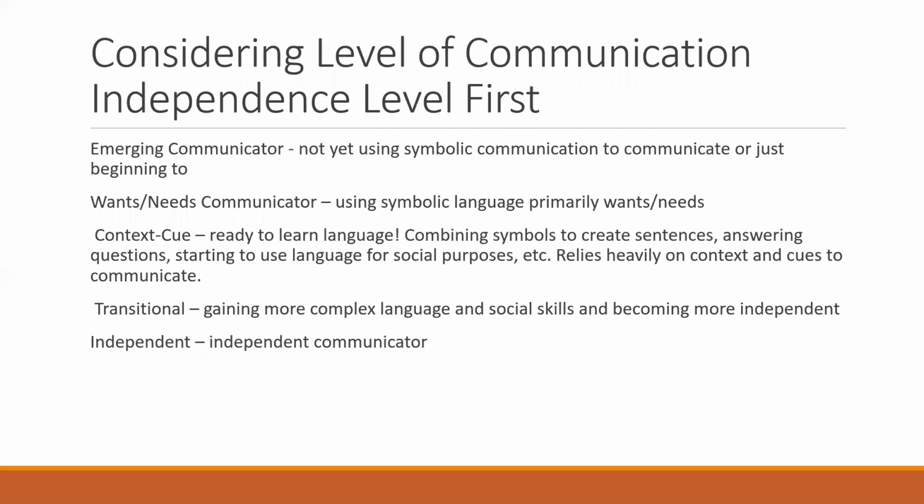For an emerging communicator, we must remember that the users are not yet using symbolic communication to communicate, or perhaps they're just in the very early stages. With a wants and needs communicator, they're using symbolic language on a very basic level, but they're just primarily communicating their wants and needs. Now for a context cue communicator, these individuals are ready to learn language. So they are combining symbols to create sentences, answer questions, but remember, they're still relying on context and cues to communicate.